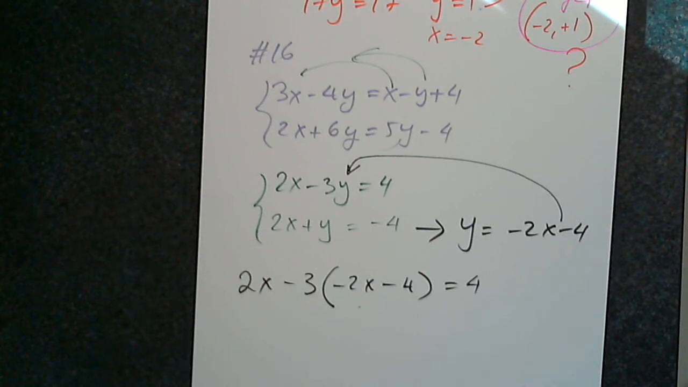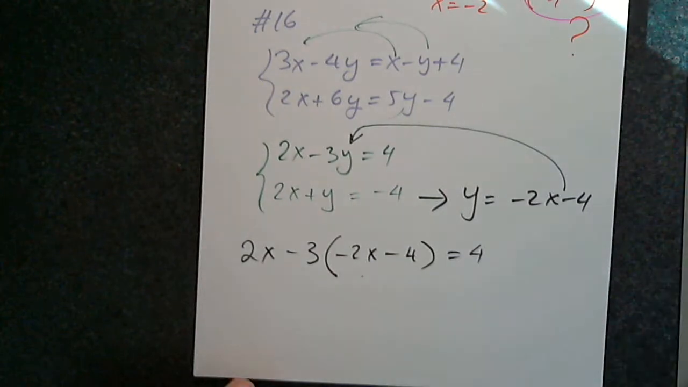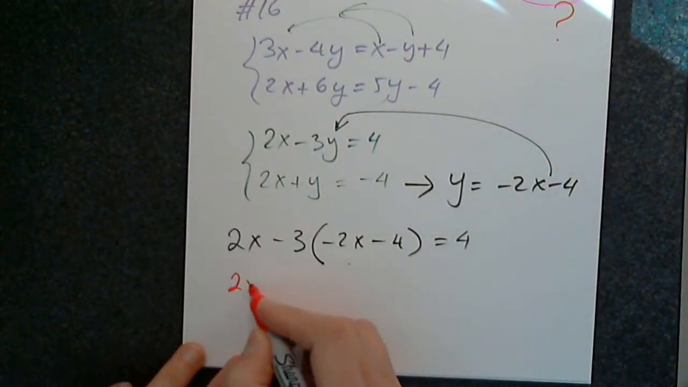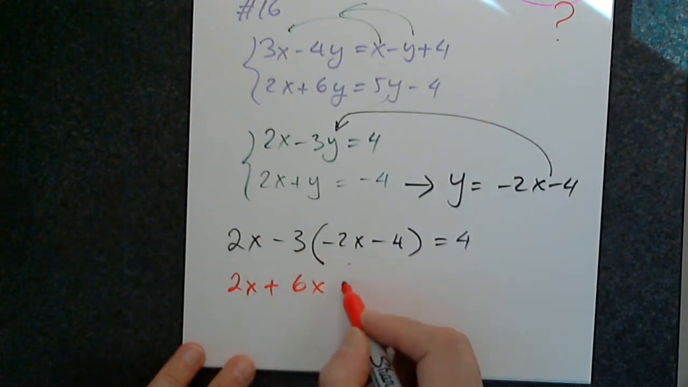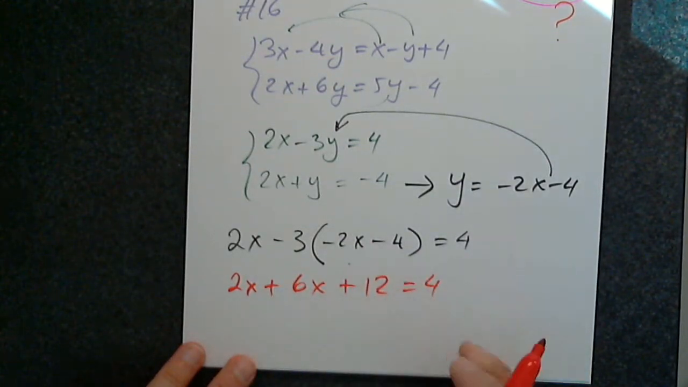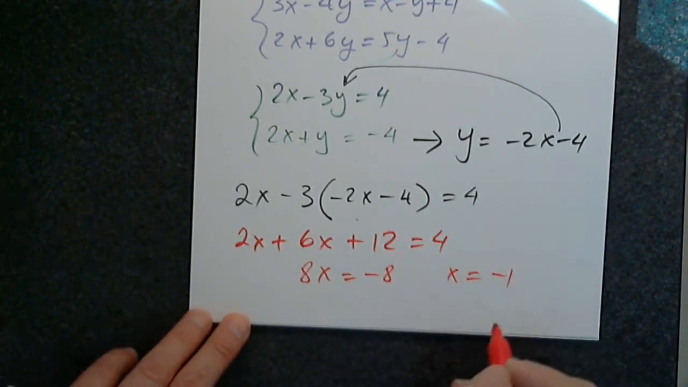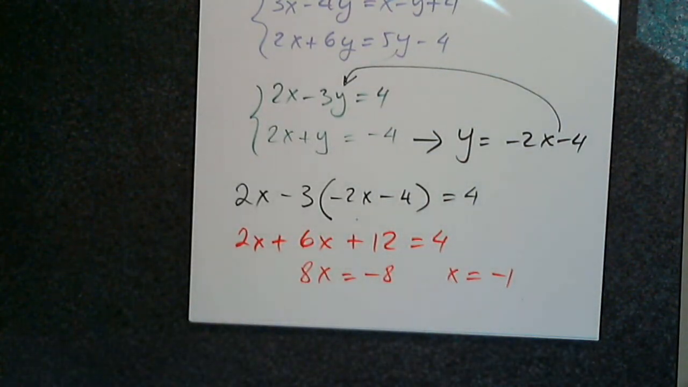We will distribute, combine like terms, and get x from here. Stop me if you have questions, anything? Okay, 2x plus 6x plus 12 equals 4, or 8x equals -8, so x equals -1. Is this okay so far?